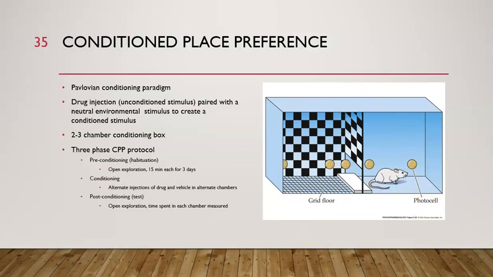We then do a post-conditioning test, so open exploration, and we see how much time does the animal spend in each chamber. In general, we tend to see when it's a drug that they like, so usually like cocaine, then they'll spend more time in the chamber where they receive the drug because they got that good thing. So even though nothing bad happened here, they still prefer over here, okay? So that's the conditioned place preference. Again, this is one that we'll see a lot in this class because it's great with drugs.